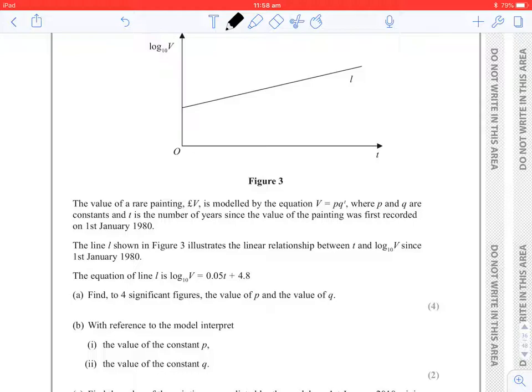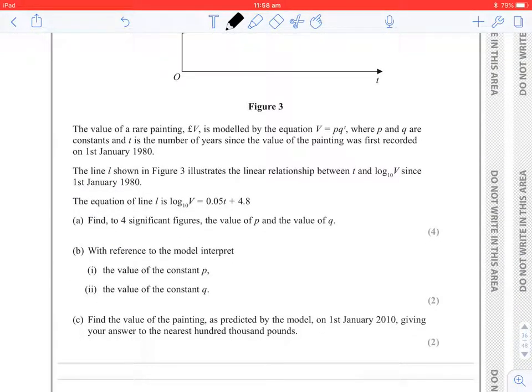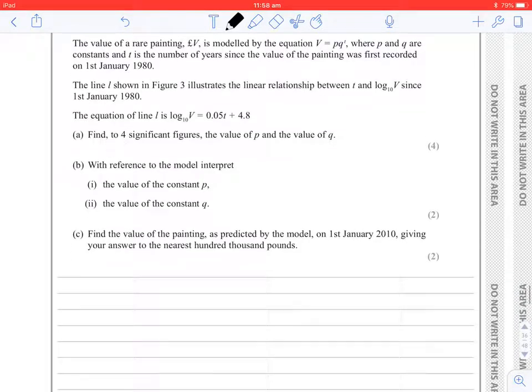The line L shown in figure 3 illustrates the linear relationship between T and log base 10 V since the 1st January 1980, and the equation of line L is log base 10 V is equal to 0.05T add 4.8. So part A says find, to four significant figures, the value of P and the value of Q.